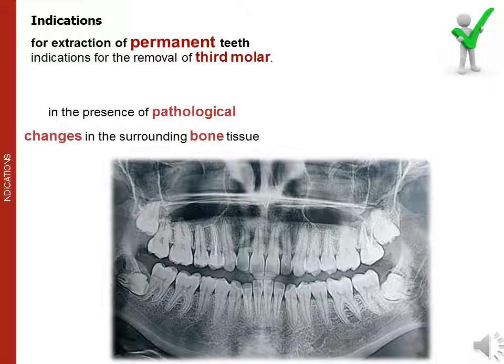The third molar will be extracted if there is insufficient space for complete eruption. On the orthopantomogram, you see the horizontal inclination of the axis of tooth 4.8. This is an indication for removal. And on the other side, the lack of space for eruption of tooth 3.8 is an indication for removal too.